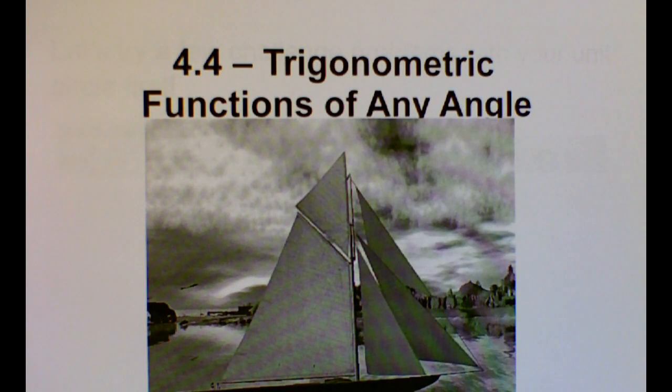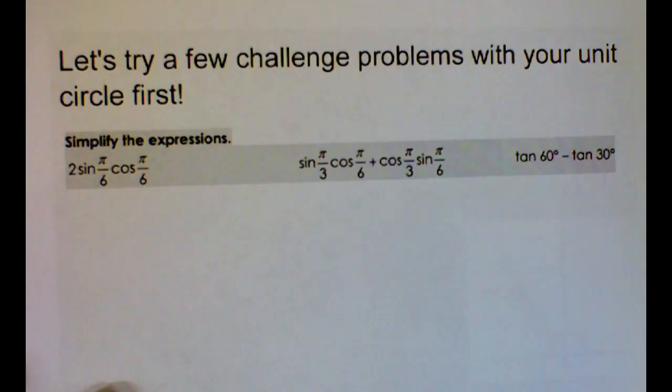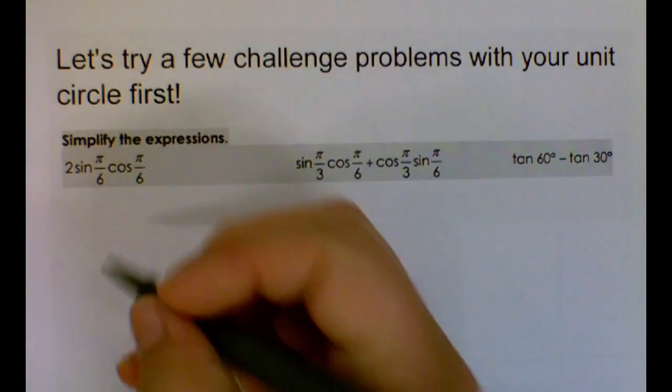All right, this is section 4.4, trig functions of any angle. So first, we're going to try a few challenge problems with your unit circle. For these, we start by looking at the unit circle. 2 times sine of pi over 6 cosine of pi over 6.